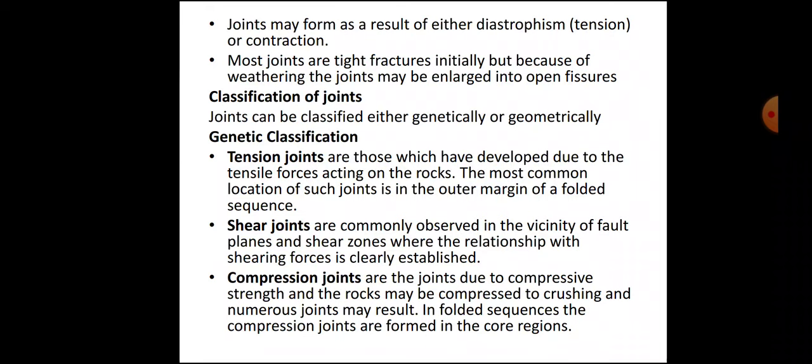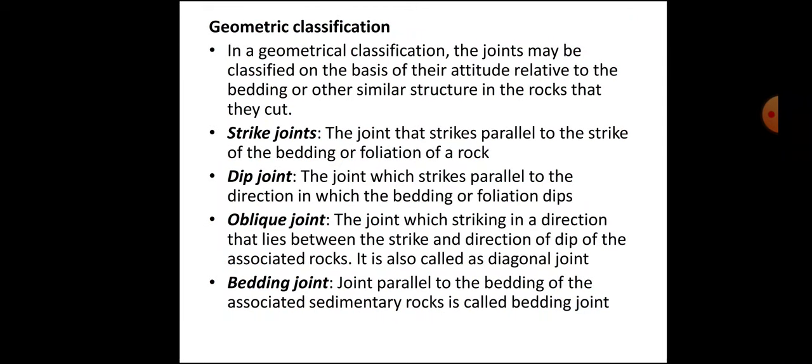Compression joints. Compression joints are the joints due to compressive strain, and the rocks may be compressed due to crossing and numerous joints may result. In folded sequence, the compression joints are formed in the core regions. Geometric classification. In a geometrical classification, joints may be classified on the basis of their attitude relative to that of bedding or other similar structure in the rock that they cut. Strike joints, dip joints, oblique joints, bedding joints.